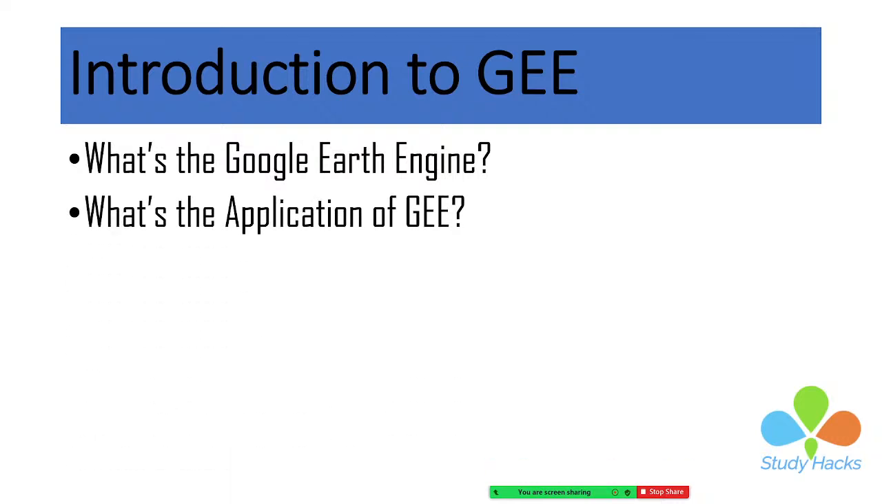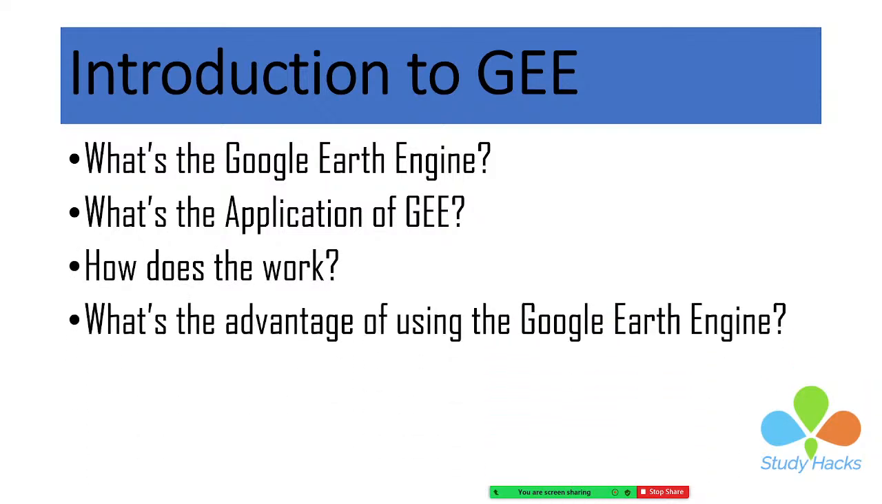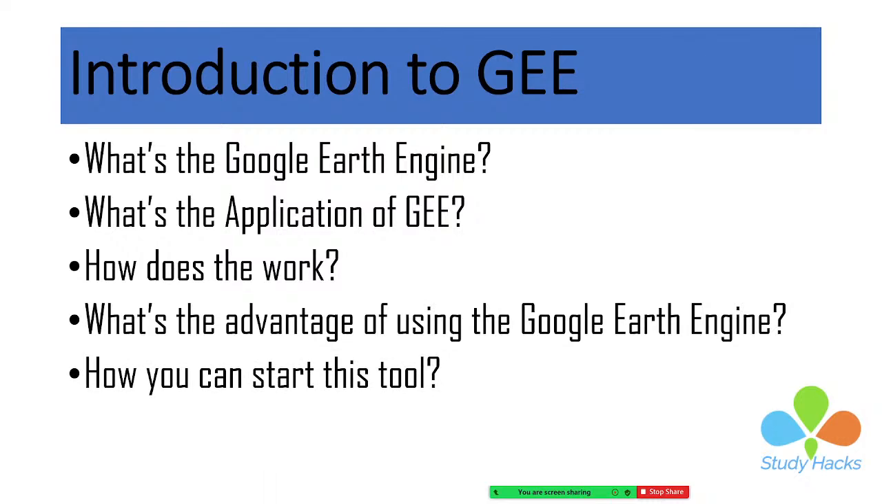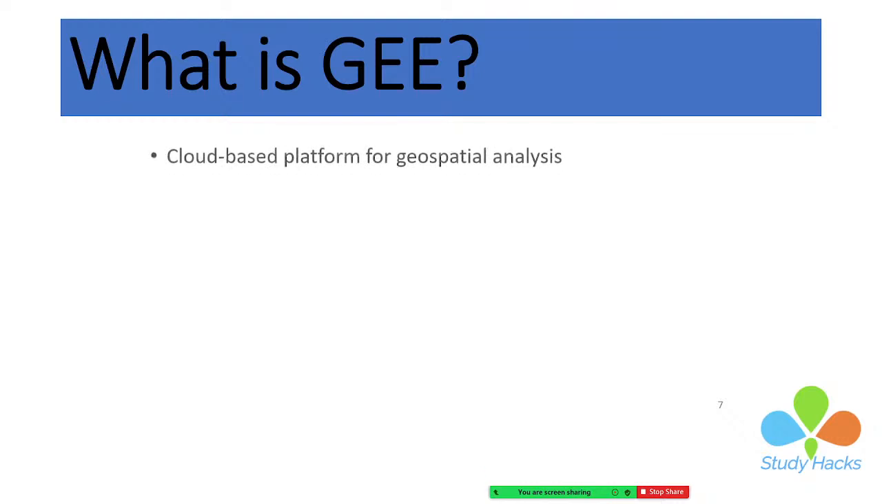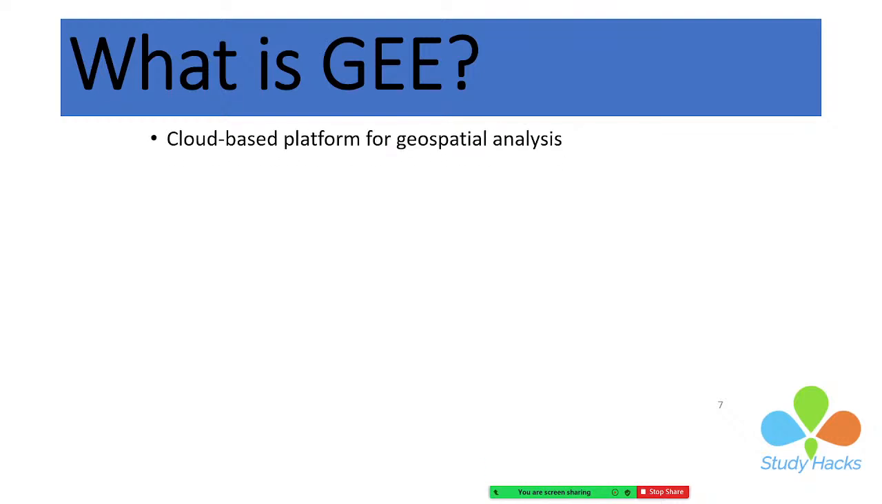Then I also try to discuss what the applications of the Google Earth Engine platform are, how it works, what the advantages of using the platform are, and how you can start this tool. Okay, so first of all, what is GEE? Google Earth Engine is a cloud-based platform. It is totally cloud-based, and for geospatial analysis, anyone can easily access a lot of datasets. These datasets come from NASA, USGS, Google, and more sources, and you can easily do analysis and development at a global scale and across a large amount of data very quickly and efficiently.